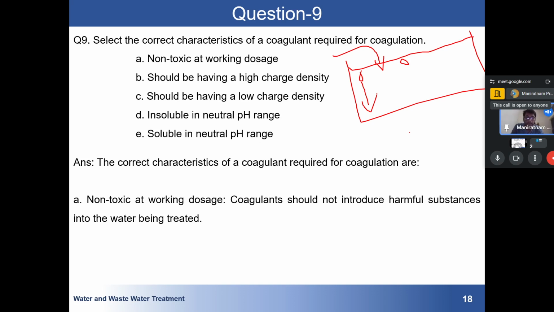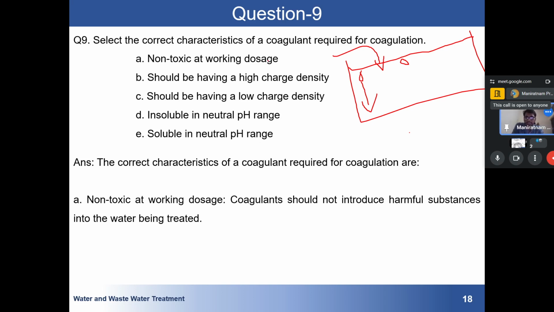But currently people are avoiding the use of alum, because there is some limit for alum, I think the permissible limit is 0.03 milligram per liter. If it exceeds that amount, then it will cause some neurotoxin diseases. So people are avoiding the use of alum in treatment plants and are using different kinds of coagulants. I hope this is clear to you.